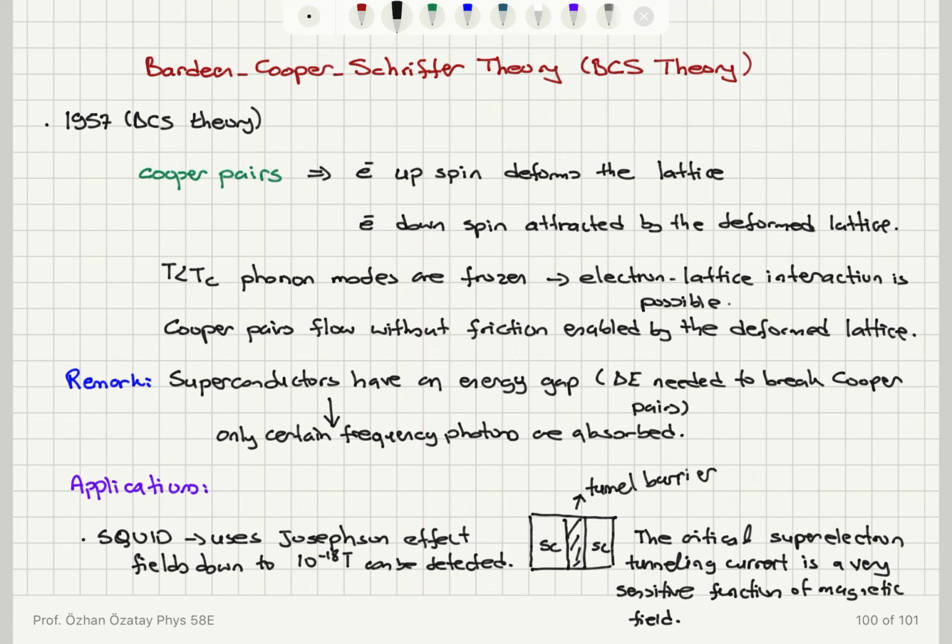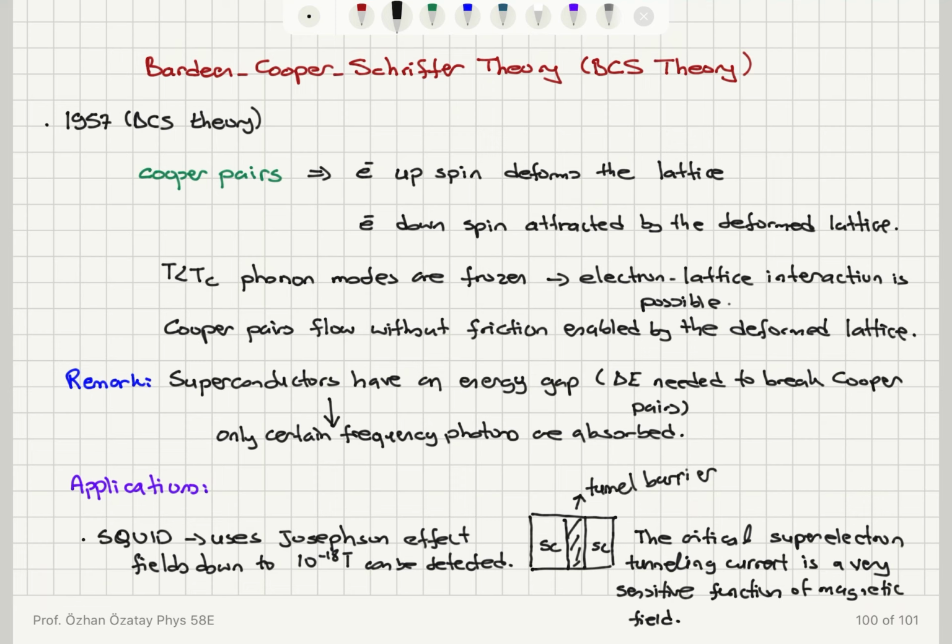And the BCS theory tells us that below a certain critical temperature where the phonon modes are frozen, the electron lattice interaction becomes important. An electron passing through the lattice deforms the lattice, and the deformation attracts a following electron with opposite spin, and we form these Cooper pairs that can flow without friction through the deformed lattice. Because it requires some energy to break these pairs, superconductors have an energy gap which is witnessed experimentally by looking at the absorption spectrum. We find that only certain frequency photons are absorbed.